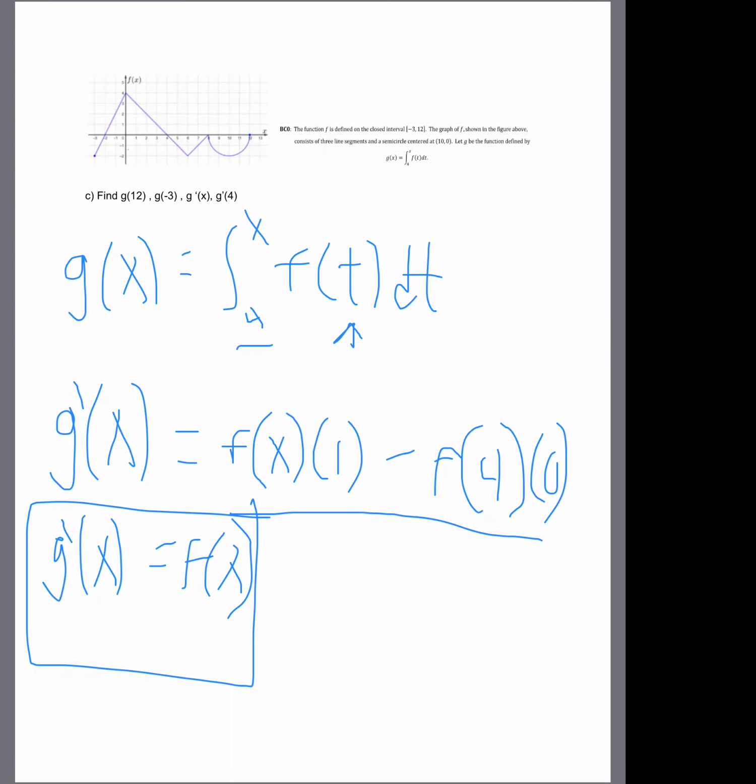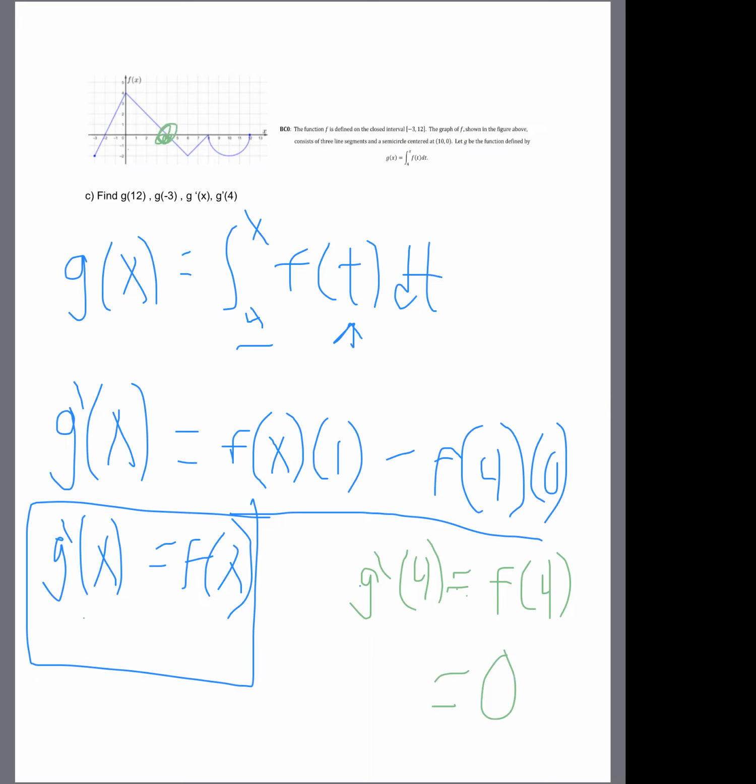And now all we have to do is solve for g prime of 4. So I'm just going to do it right here. G prime of 4 is f of 4, which all we have to do is look at the graph, and it tells us that it's right there. So that's 0, and that's the answer.